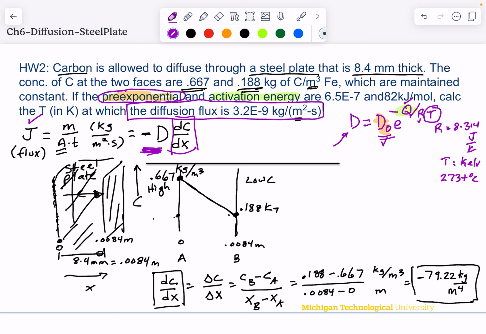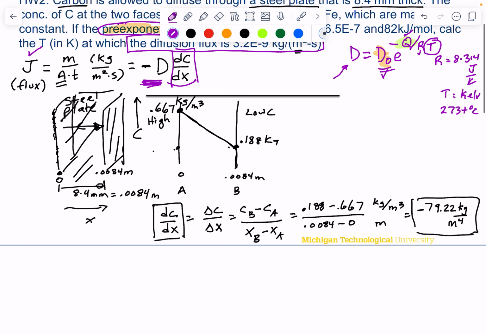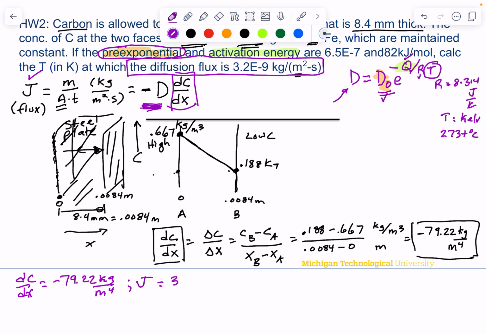So we've got a few steps to go, and I'm going to be scrolling back and forth from here to the next page. So let me pull down some of the stuff that we already know. We know that dc dx is minus 79.22 kilograms per meter to the fourth. We know the flux from the problem statement is 3.2 times 10 to the minus 9 kilograms per meter squared second.